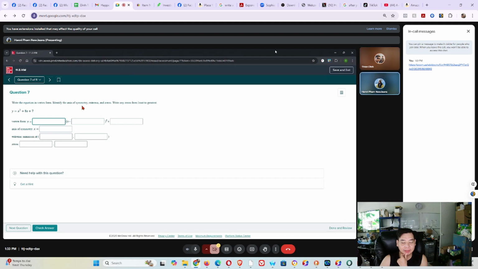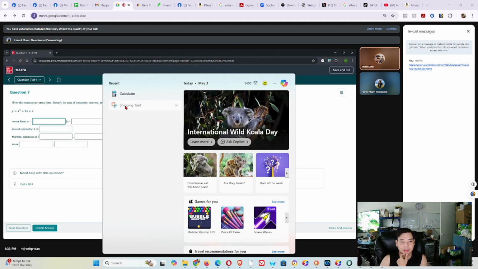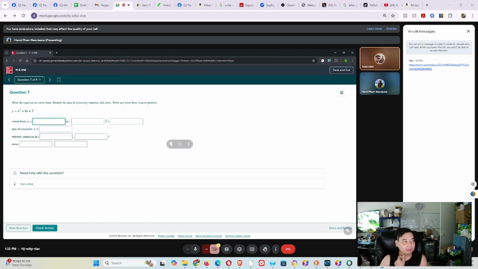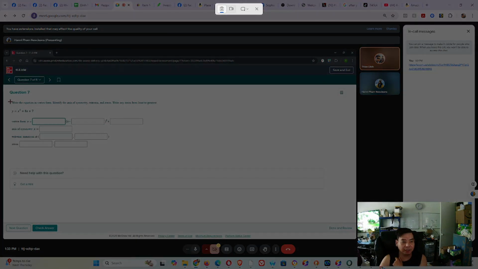Vertex form. Identify the axis of symmetry, the extrema, and the zeros. Write any zero from least to greatest. Okay. All right. Well, I feel like you know at least 60 or 70% of this problem already.